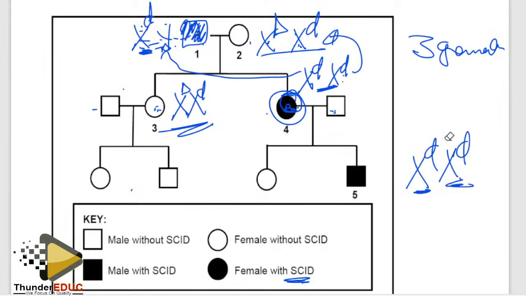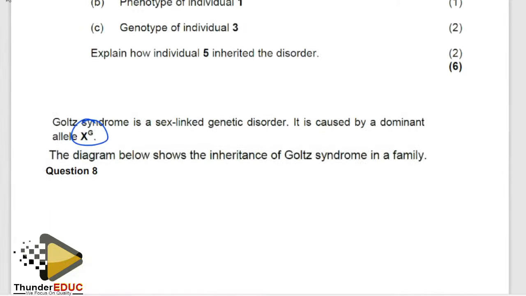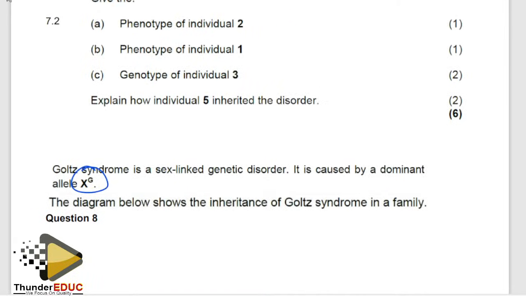No. Individual 5 is a male. It can't be from the father. The father is normal, and the individual is male. So we're going to say that individual 5 is a male who is sick, and therefore obtained a recessive allele from the mother. You have to tell us that individual 5 is affected with this disorder and received one recessive allele from the mother, who is number 4. Therefore, I think that's how you can try to explain.